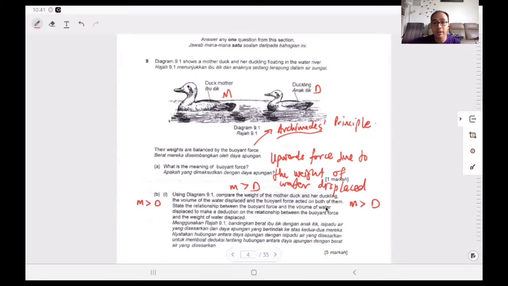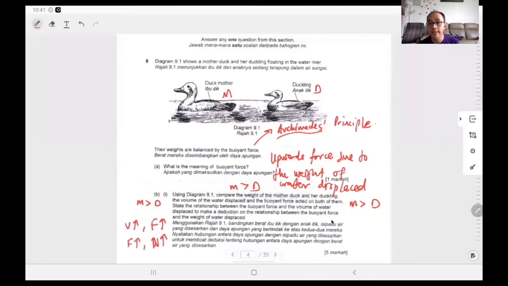Now this is a very dangerous one, because in the first line of A, I said that buoyant force is a force due to the weight of the water displaced. If you take a look at this relationship, obviously volume of water must come first. The bigger the volume, the bigger the buoyant force. To make a deduction about the relationship between the buoyant force and the weight of the water displaced, the bigger the buoyant force, the bigger the weight of the water displaced.